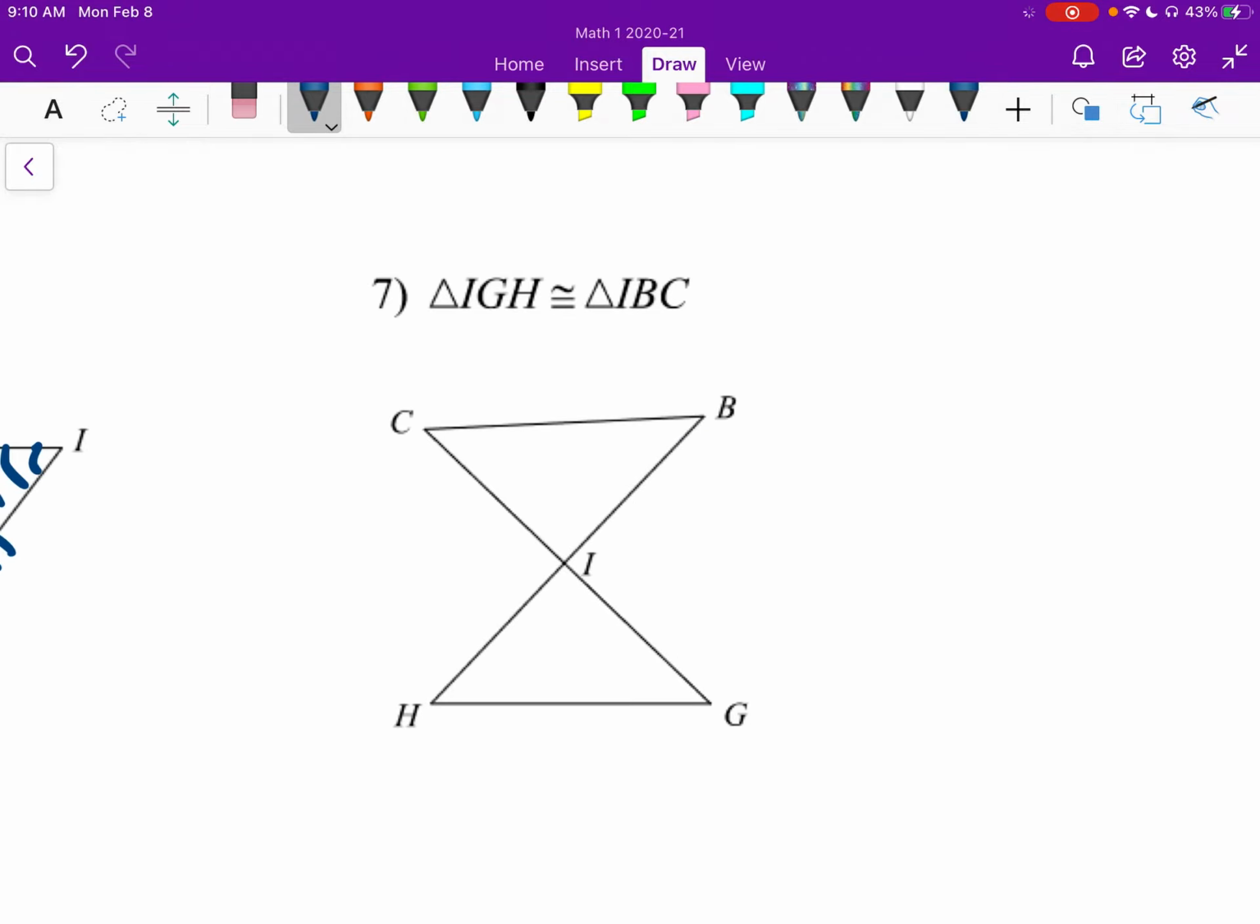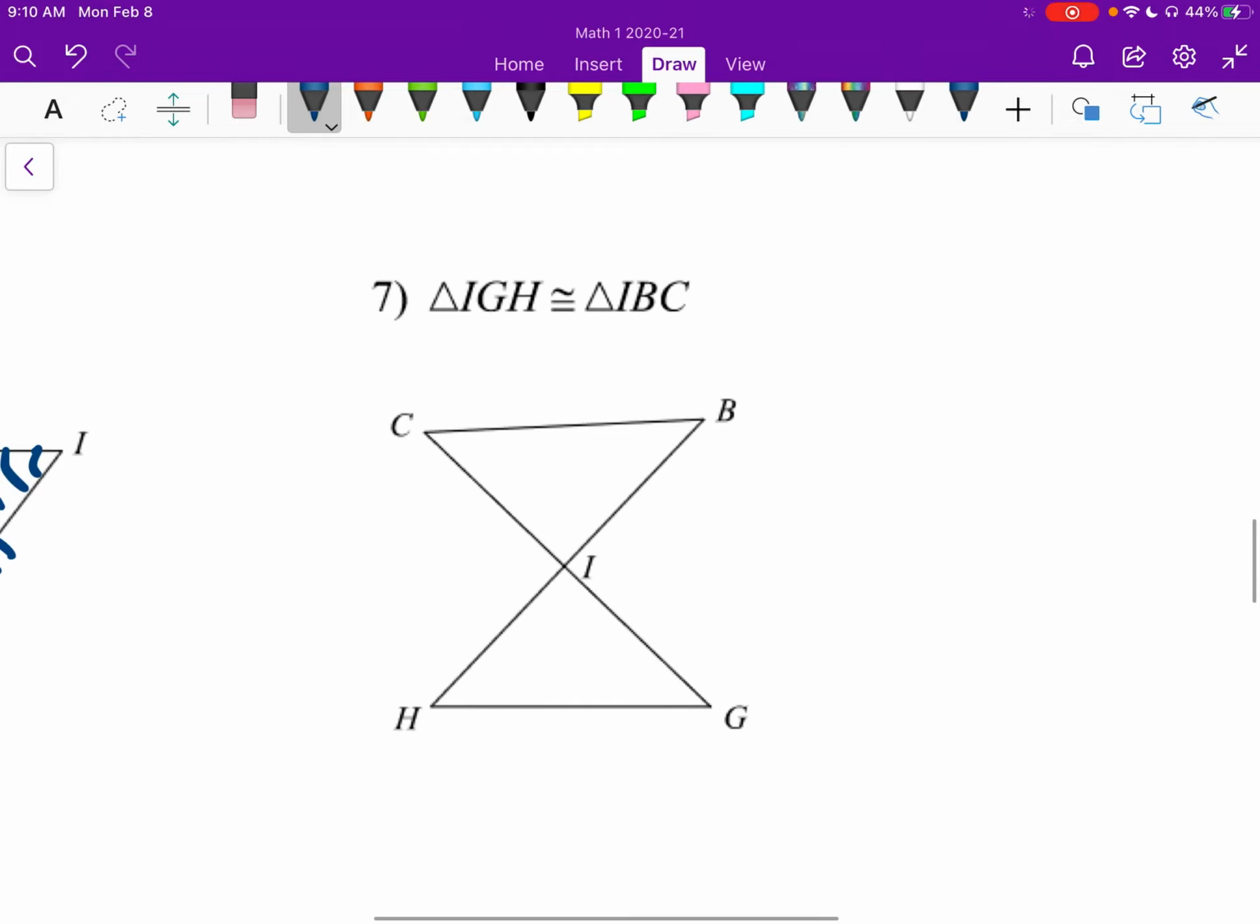Number 7. We have triangle IGH and triangle IBC. Well, let's look at this. IGH, well, that's the bottom. So I'm going to say bottom and top. That way it kind of reminds me which triangle is which.